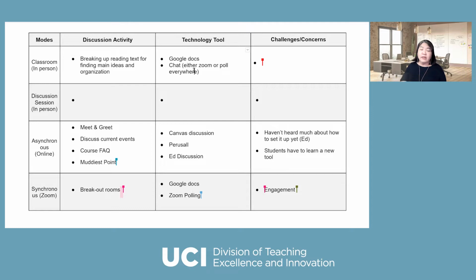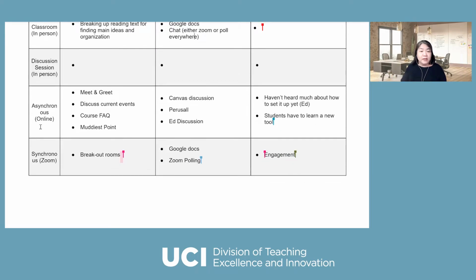Yeah, Poll Everywhere is a great tool that can engage students synchronously, both in-class students and remote students. For asynchronous online discussion, you can do some sort of meet and greet, or an introduce-yourself kind of activity for them to start orienting to the class. Discuss current events, great. Discuss course FAQ is so important.